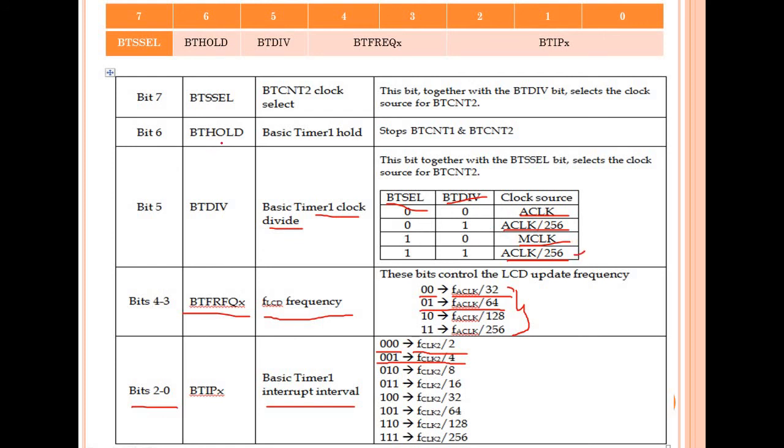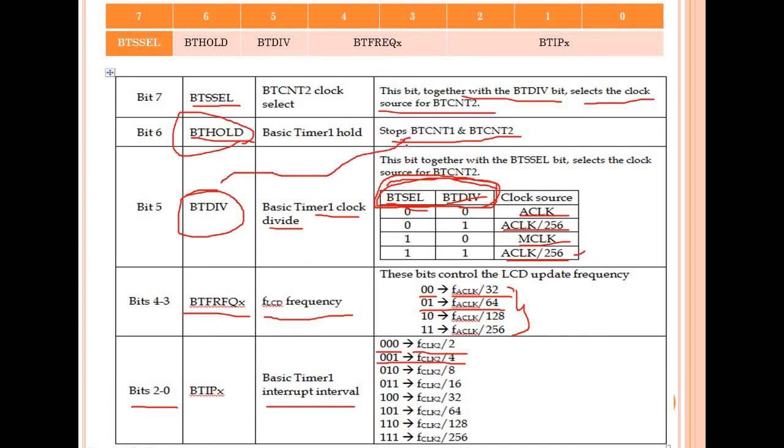Next, basic timer hold. This basic timer hold bit is used to stop your basic timer counter 1 or basic timer counter 2. Then basic timer clock source selection, this is bit 7. Basic timer clock source selection, along with the basic timer clock division bit, is used to select the clock source for basic timer counter 2. And these two bits, basic timer hold and basic timer division, are used to stop basic timer counter 1.